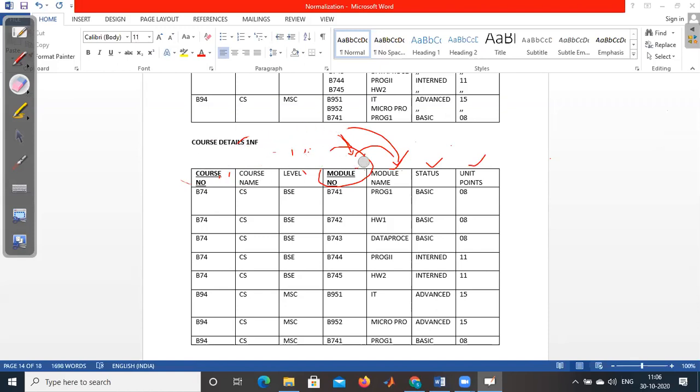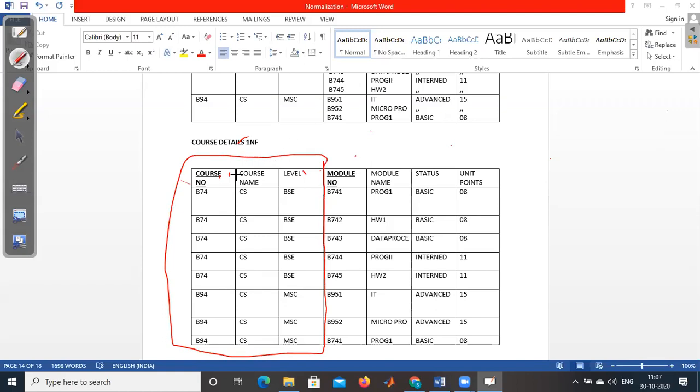See, we decompose the relation into one relation. Okay, we call it course. It contains the course number, course name and level. So course name and level depend on the course number.